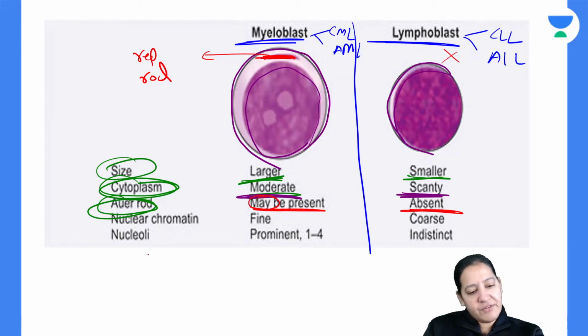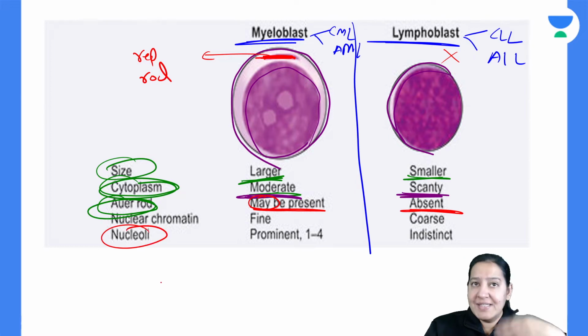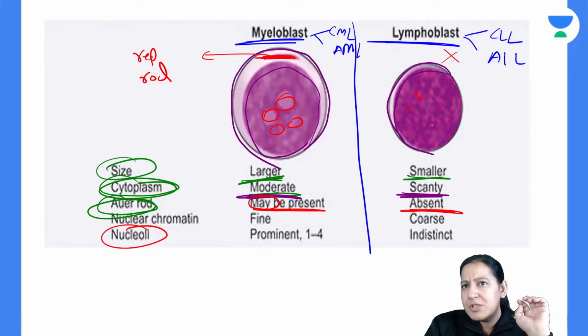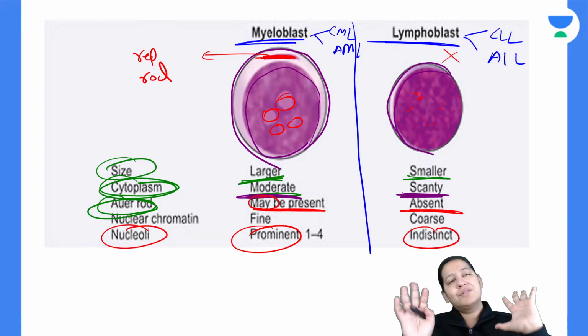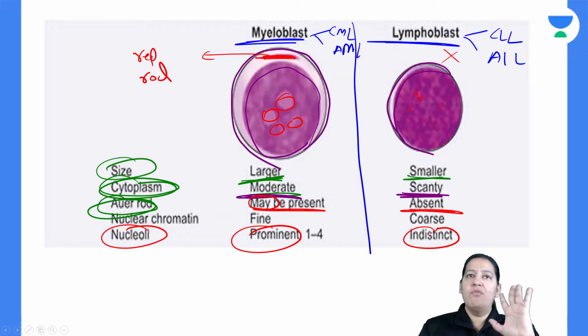The last difference you can see between them is the nucleoli. Inside the nucleus, these are the small nucleoli. So here nucleoli are prominent, and here they are not prominent. So these are the differences. The most important one to learn is the iron rod. So the iron rod is present.